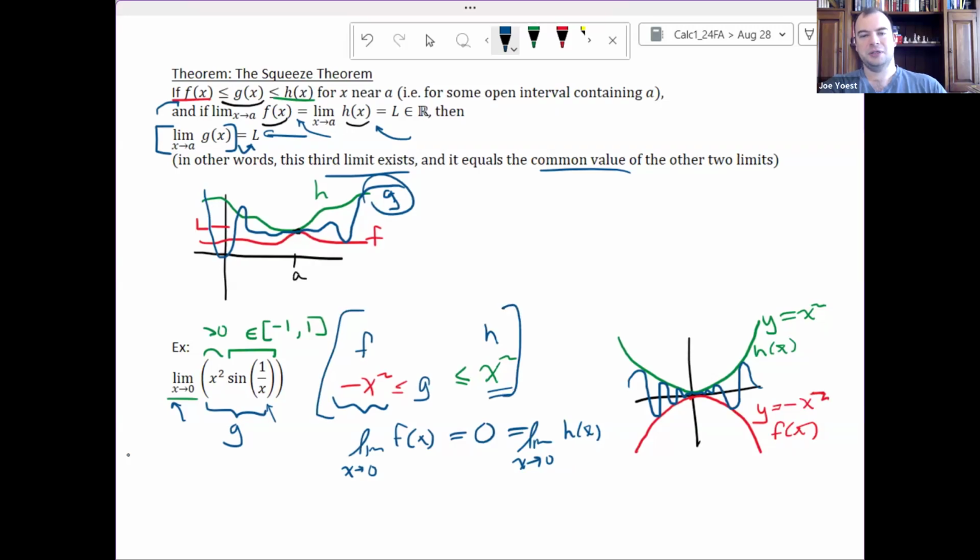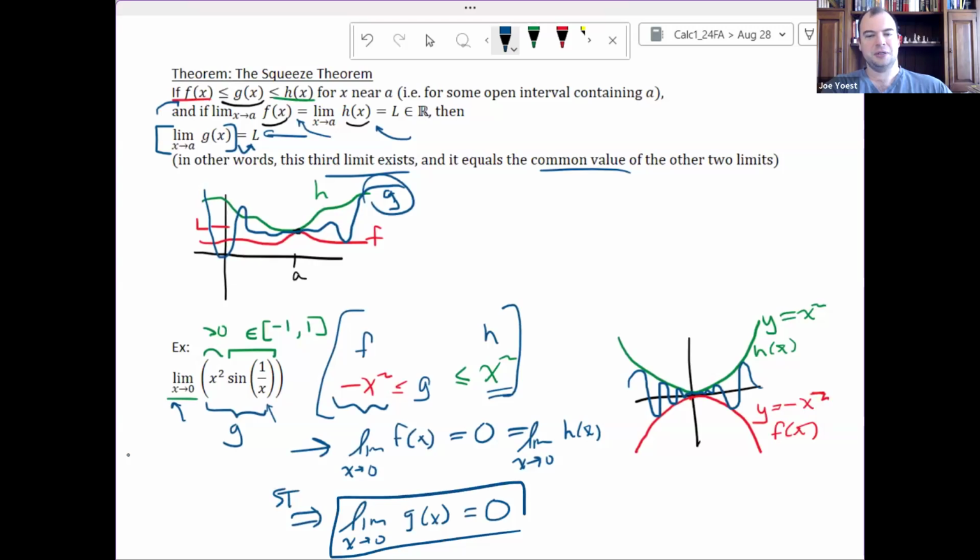So my functions line up in the desired way for the squeeze theorem, and the limit of the lower bound function and the limit of the upper bound function are the same. Therefore, by the squeeze theorem, the limit as x goes to 0 of g of x, number 1, exists, and number 2, is equal to that same common limit, 0. Any questions so far in this?